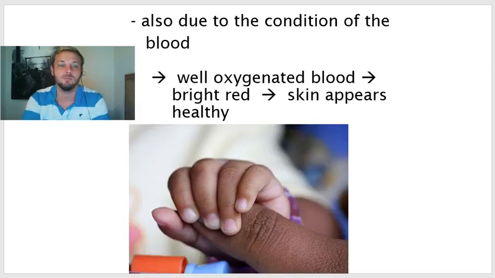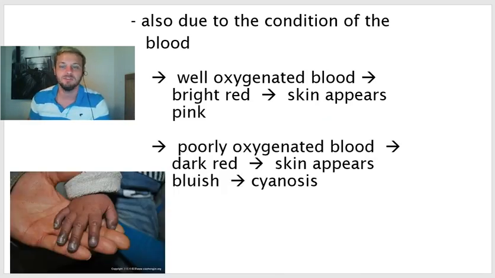It's also based on the condition of the blood. So if you have really well oxygenated blood, you're going to see like a pinkish tint around the hands. It's kind of red. The skin appears really healthy, right? Versus if you don't, you can get this thing called cyanosis, which is bluing, where the skin is really thin, like under the fingernails and also around the lips.